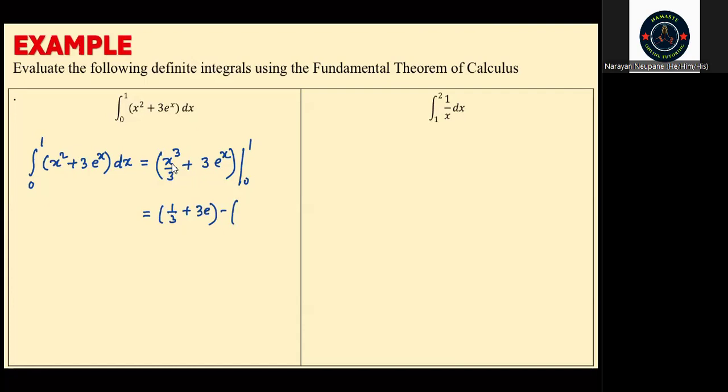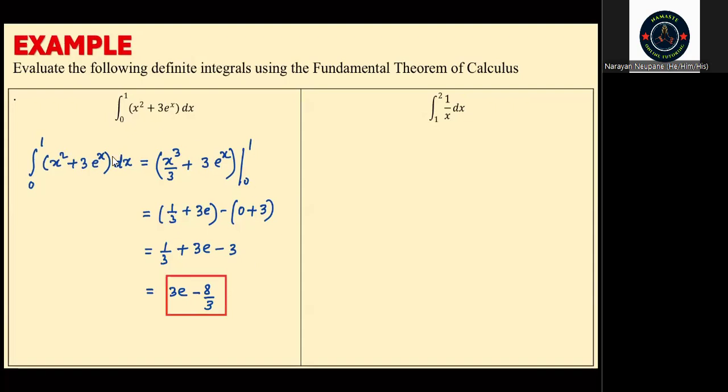If you plug in 0, 0 cubed over 3, that's a 0. Then plus 3 times e to the 0. E to the 0 is 1, so 3 times 1 is 3. So we get 1/3 plus 3e minus 0 plus 3, which is 3. So we are subtracting a 3. So there is a 3e, and then we have 1/3 minus 3, which is negative 8/3. So that is the value of the definite integral.